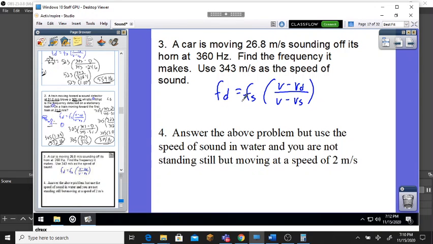Okay, so now in this problem, let's go ahead and try to solve it. A car is moving at 26 meters per second, sounding off its horn at 360. Find the frequency it makes, and use 343. So plug in the frequency of the sound, 360, and the speed of sound, 343.